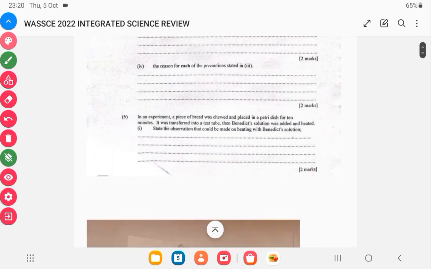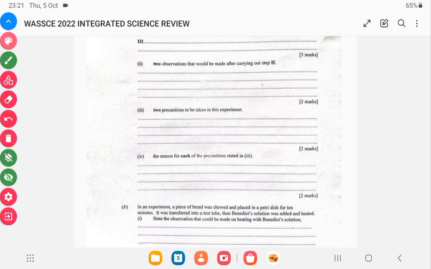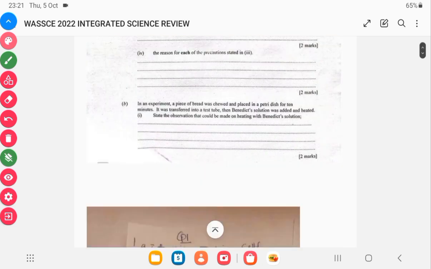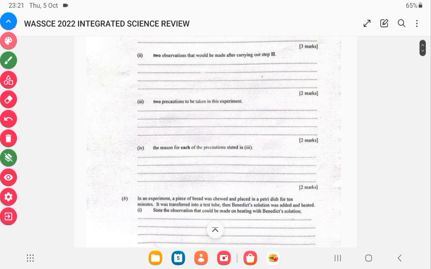The reason for each precaution stated: alcohol can catch fire, that's why. And also, when you're boiling something and you don't take your time, you can get a burn.